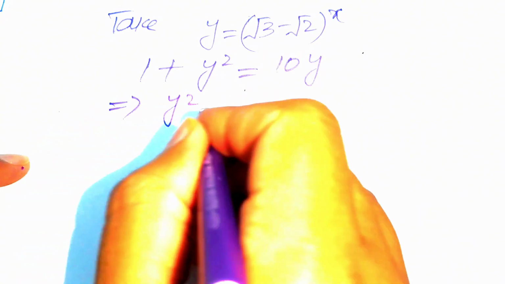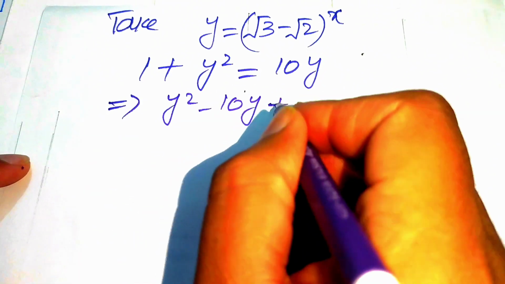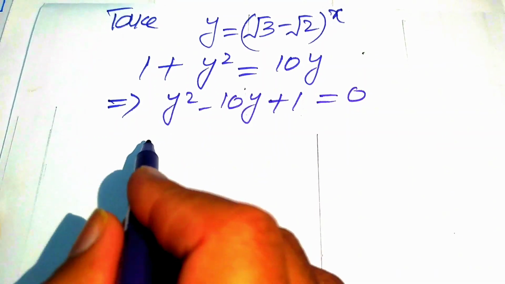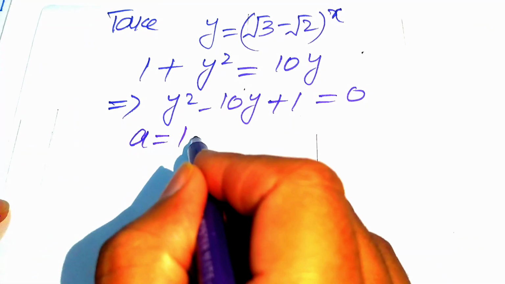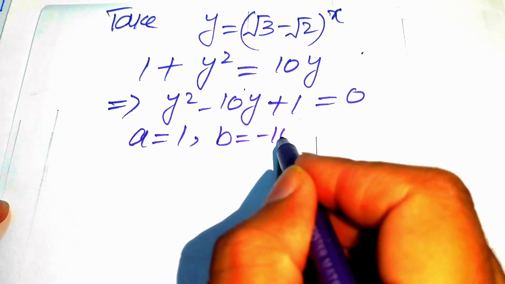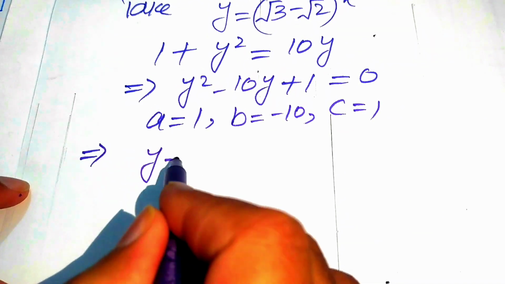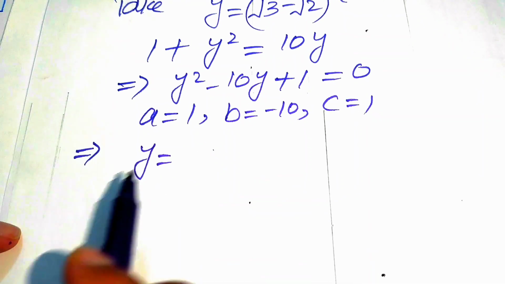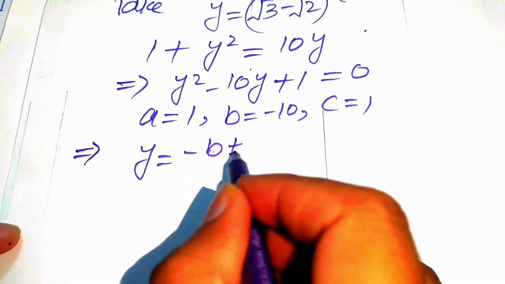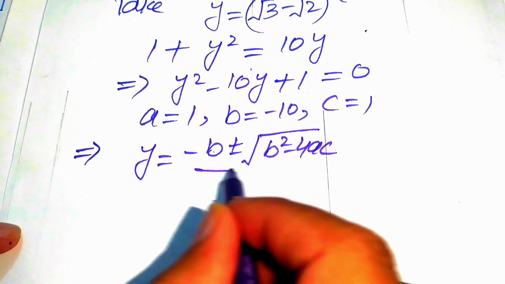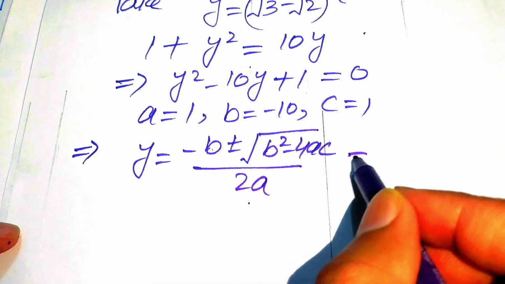So we get here y squared minus 10y plus 1 equals 0, and the coefficients of this equation are a equals 1, b equals minus 10 and c equals 1. So here we write the quadratic formula: y equals minus b plus minus square root of b squared minus 4ac, divided by 2a.